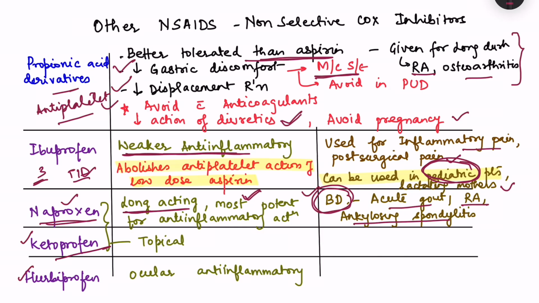Then comes ketoprofen. Ketoprofen can be used topically; topical preparations are available. And then we have flurbiprofen, which is used as an ocular anti-inflammatory. So these are the characteristics of propionic acid derivatives. That ibuprofen abolishes the antiplatelet action of low dose aspirin, we had seen in the last video. So low dose aspirin shouldn't be combined with other NSAIDs.